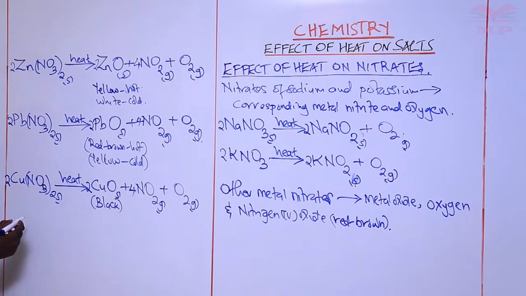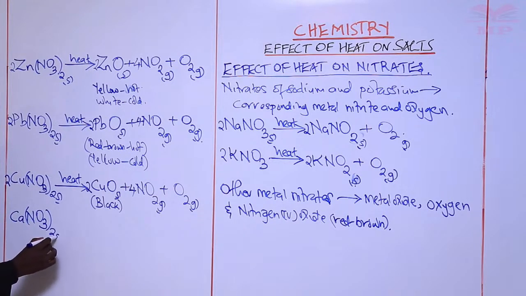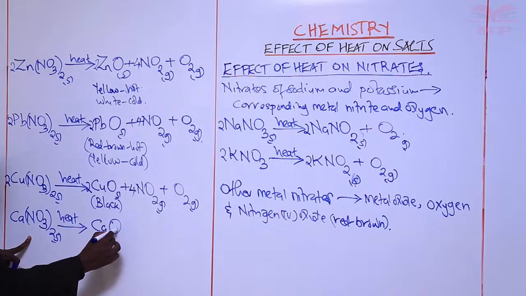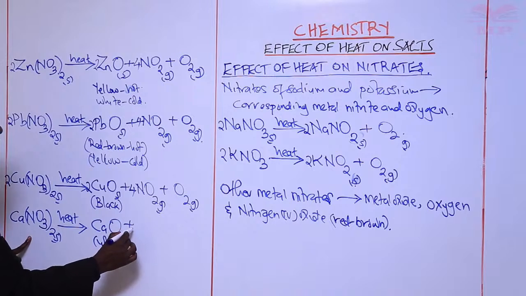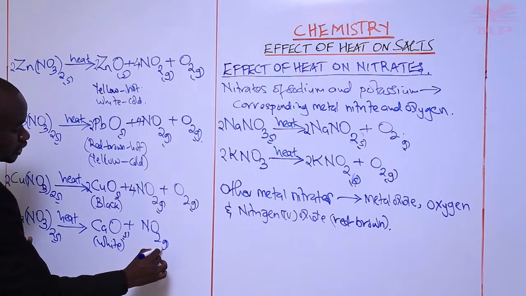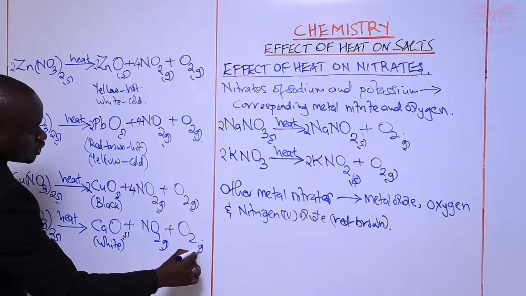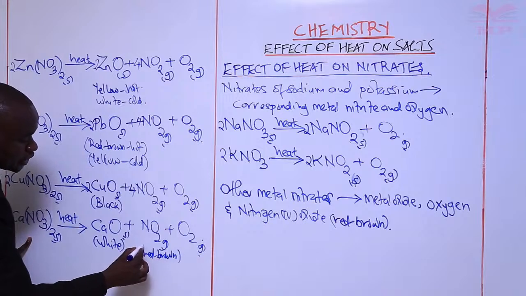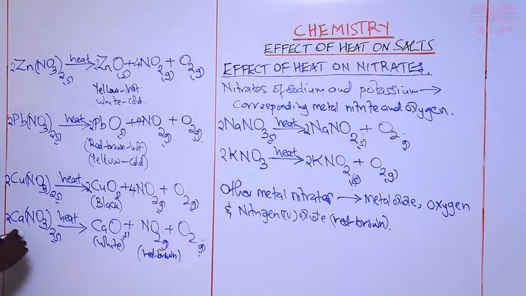Another example can be calcium nitrate. Calcium nitrate, when it is acted upon by heat, the products will be calcium oxide. Calcium oxide is white in color. Plus a nitrogen oxide gas, and then plus oxygen. Remember, we have said nitrogen oxide is red-brown in color. So we balance 2, 2, and then 4, like that. So the equation will be balanced.